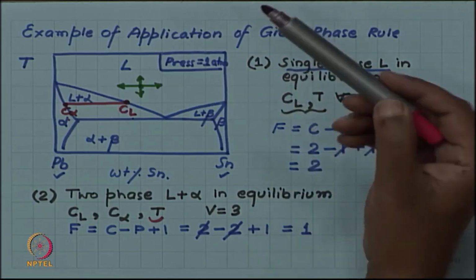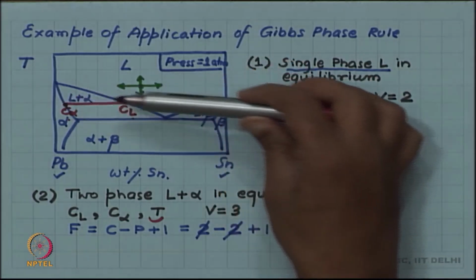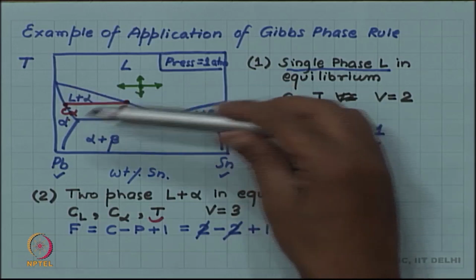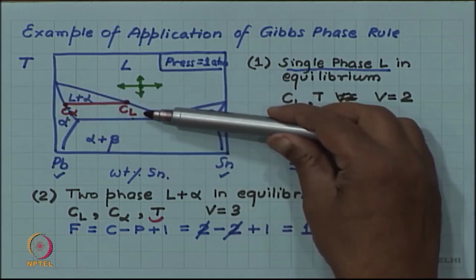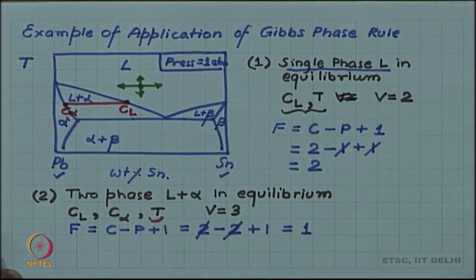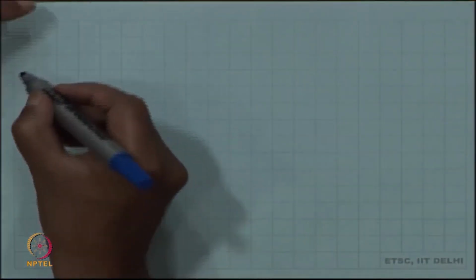I am not free. I cannot ask for equilibrium between liquid and alpha at this temperature with the alpha composition being something else or the liquid composition being something else. So, only one of these three variables I am able to specify. If I now continue, let me continue with one more case.